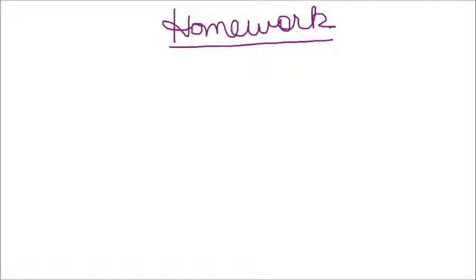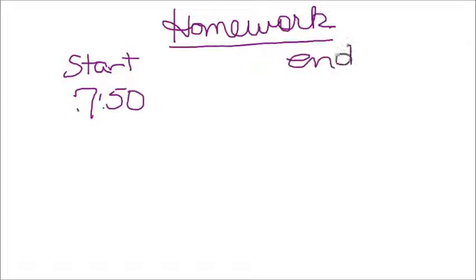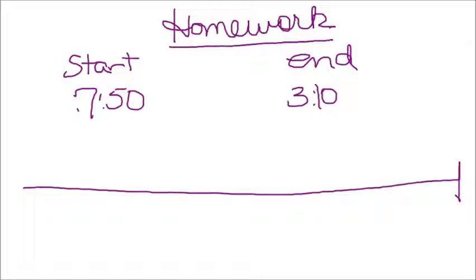School starts at 7:50. That's when they start letting kids in. And school ends at 3:10. That's when we start letting parents pick up kids. So I want you to find out how much time has passed from 7:50 to 3:10. I want you to figure out how long we're in school. Okay, so that's your first problem.